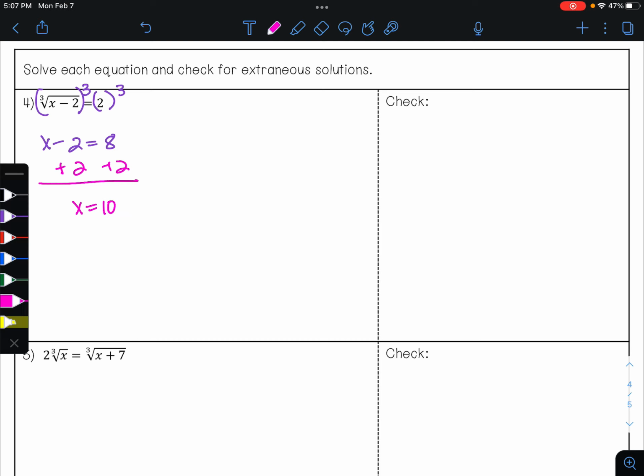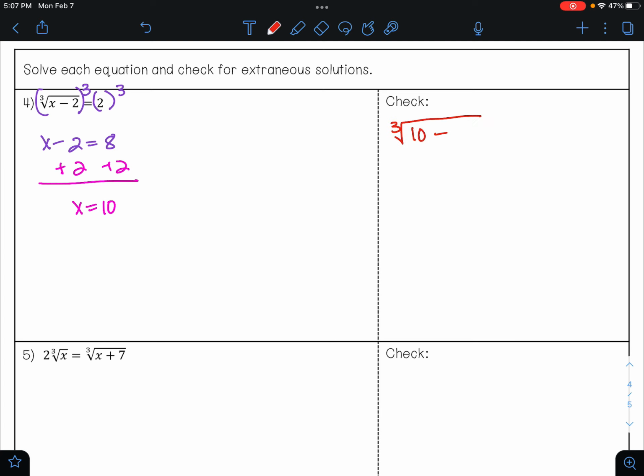So to check that work, I'm going to plug in 10 for x. So I'll have the cube root of 10 minus 2 is equal to 2. 10 minus 2 is 8. The cube root of 8 is 2. 2 equals 2, so 10 is a solution.